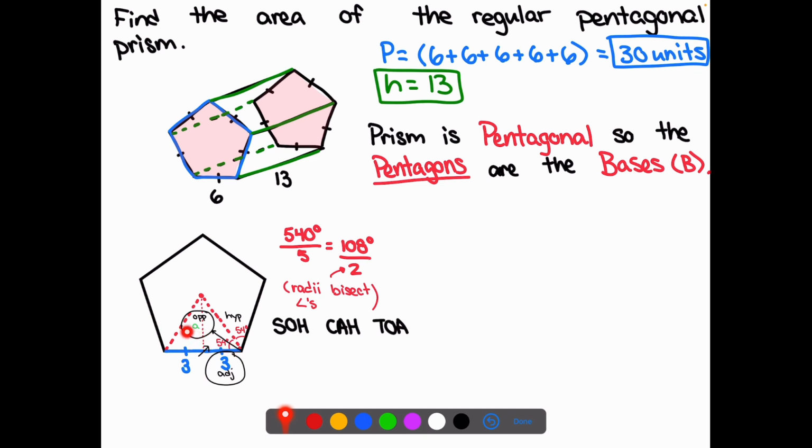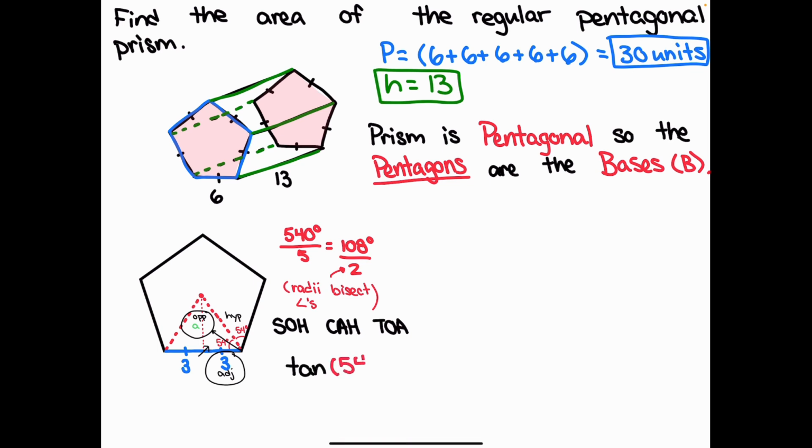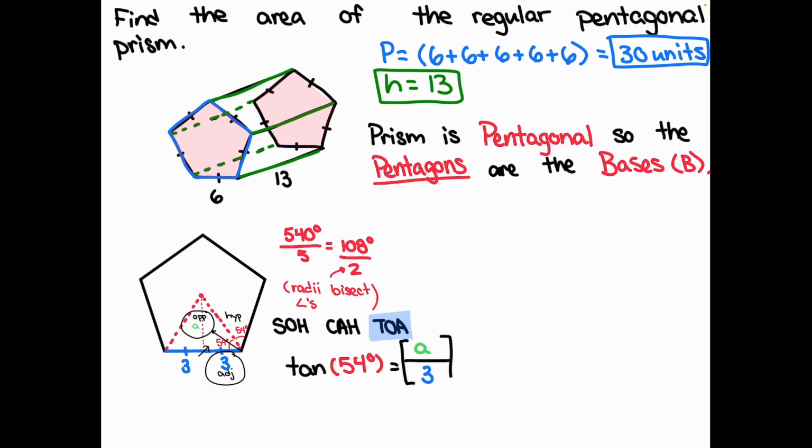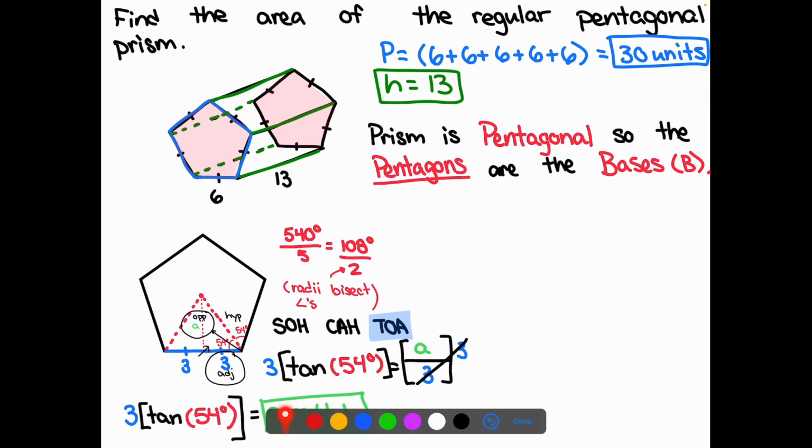Now that we know that we're trying to find the opposite side, and we have the adjacent side, we can use tangent. Tangent is equal to opposite A over adjacent 3. So therefore, tangent of 54 degrees is equal to A over 3. If I want to solve for A, I multiply both sides by 3, giving me A is equal to 3 tangent of 54, which is about 4.1.